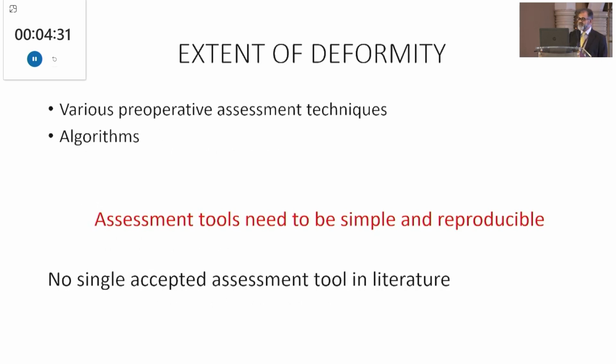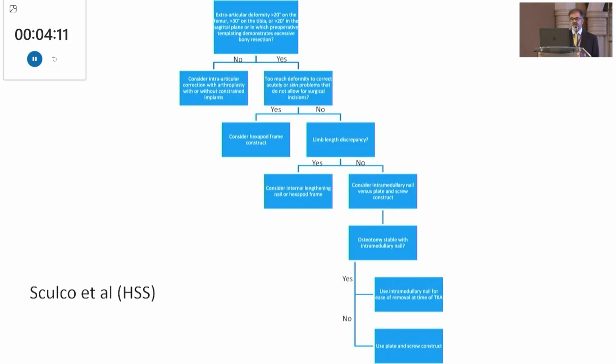Now, in order to assess how bad the deformity is, there are various preoperative assessment techniques described in the literature, some algorithms. Assessment tools need to be simple and reproducible. Unfortunately, there are none in the literature, but I'll go through a couple. This is one from the Hospital for Special Surgery, and basically what they start with is how severe the deformity of the tibia or the femur is.